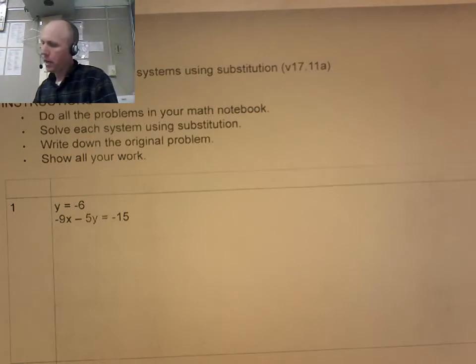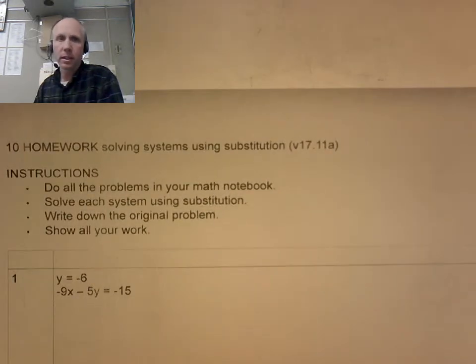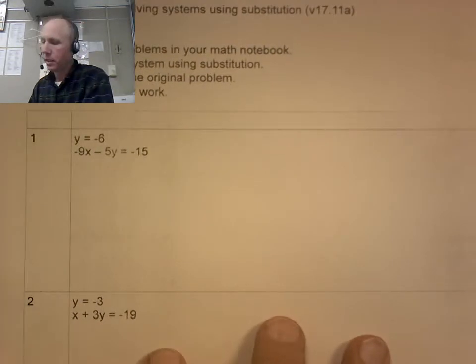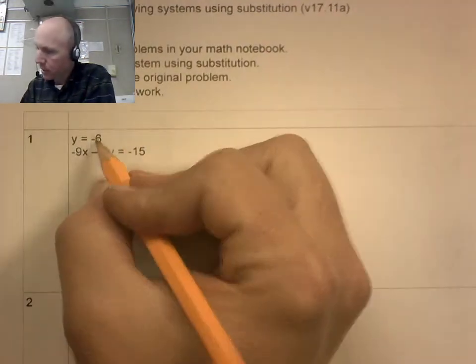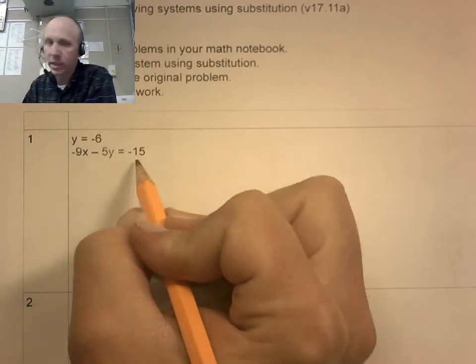Hey, this is Mr. Barre, and this homework assignment deals with solving systems using substitution. So here's our first system. It says that y equals -6, and then I have this other equation, which is -9x minus 5y equals -15.